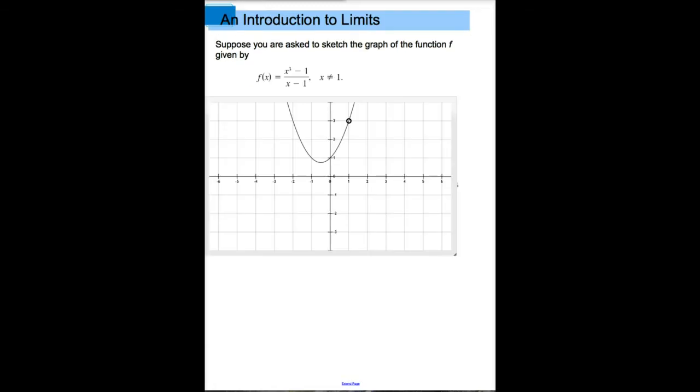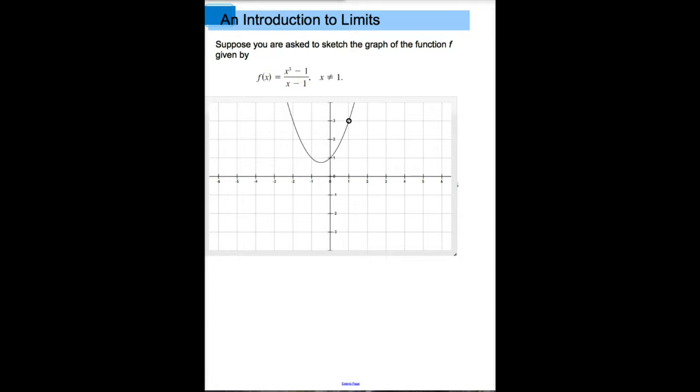So let's focus on this graph for a minute. Suppose you're asked to sketch the graph for the function f, which is x cubed minus 1 over x minus 1. Obviously x cannot equal 1, because if you put a 1 in, the denominator would equal 0, and you can't have a denominator equal to 0. So this graph looks like it's a parabola, but actually it has a hole at the point (1, 3). So that's the graph of x cubed minus 1 over x minus 1.